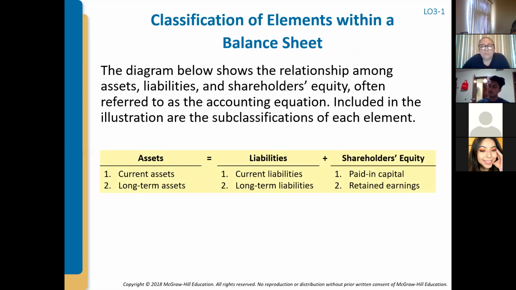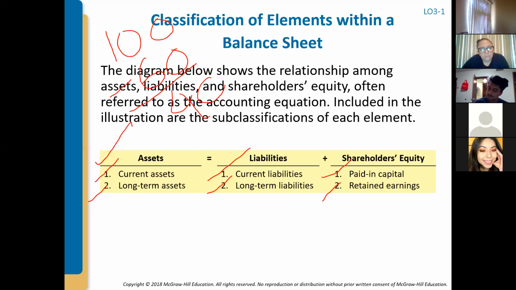Now the classification of elements within a balance sheet. Assets we classify as current and long-term, liabilities again as current and long-term, and in shareholders' equity, paid-in capital and retained earnings. Retained earnings is the amount of earnings that we retain from the net income. Say for example, we have 100 million of net income and we have distributed 60 million, so the remaining 40 million is our retained earnings. This 60 million is our dividend, and this one is our retained earnings.